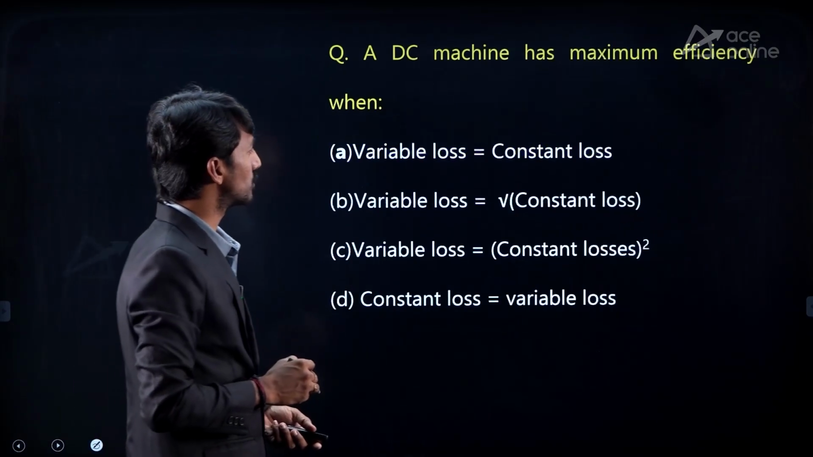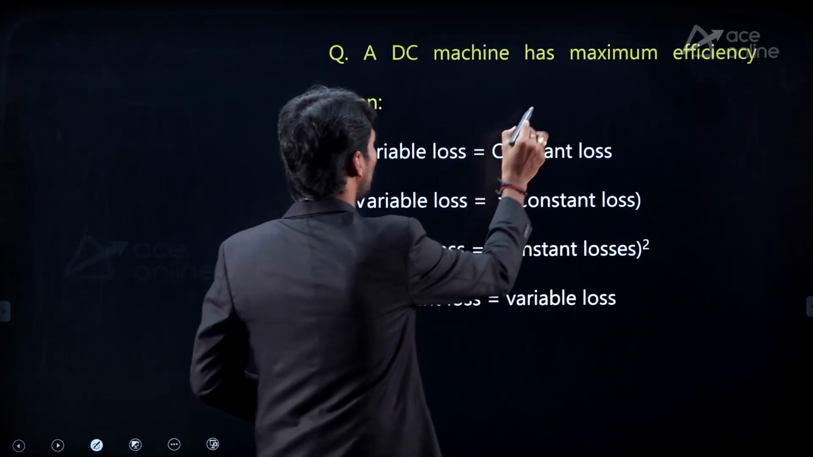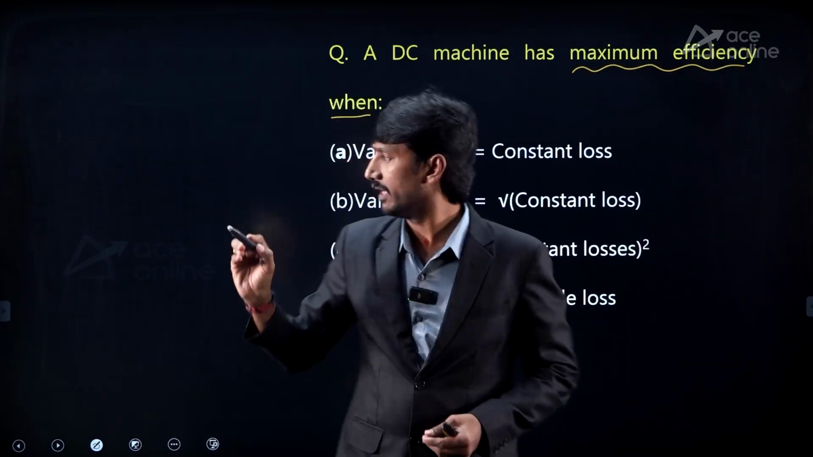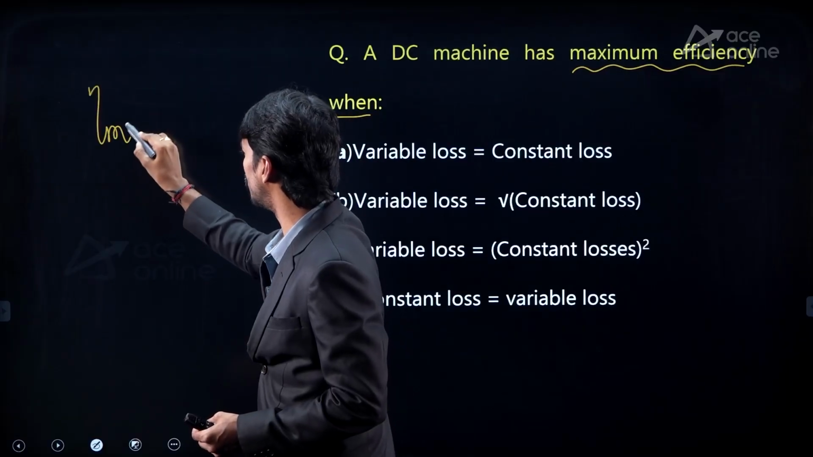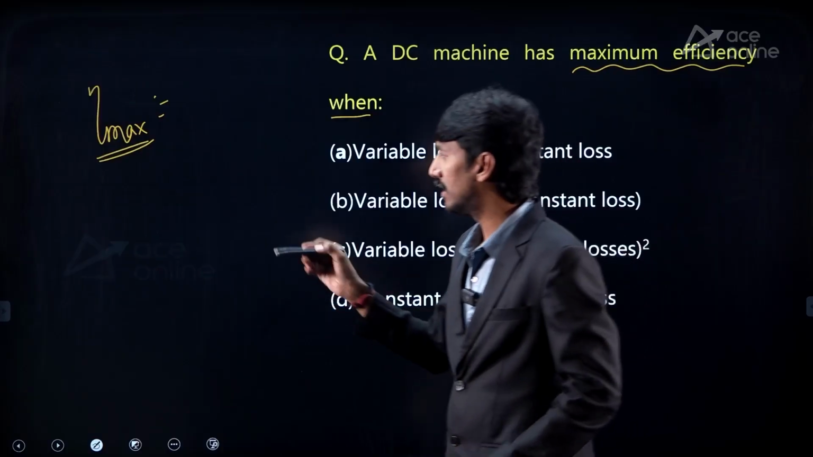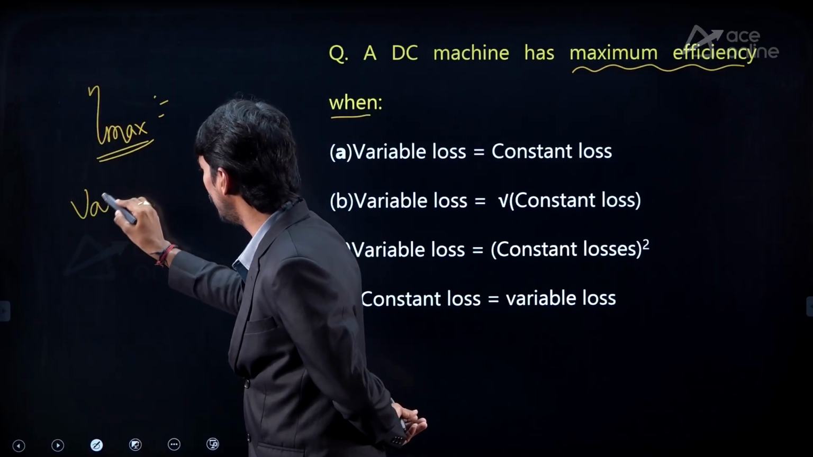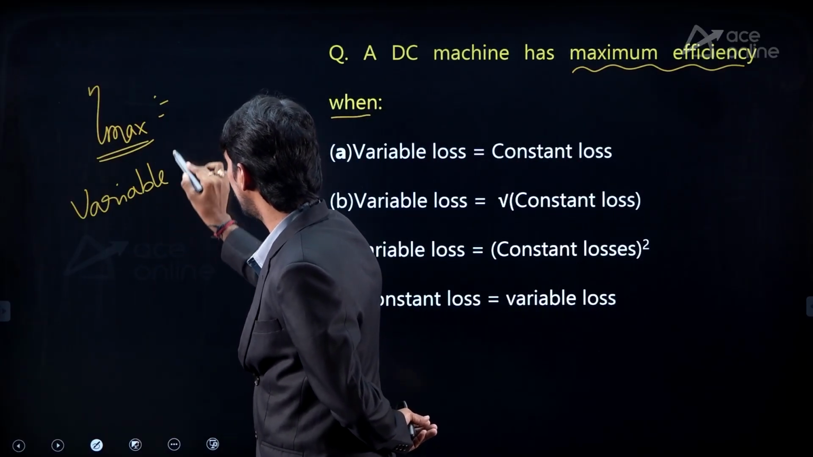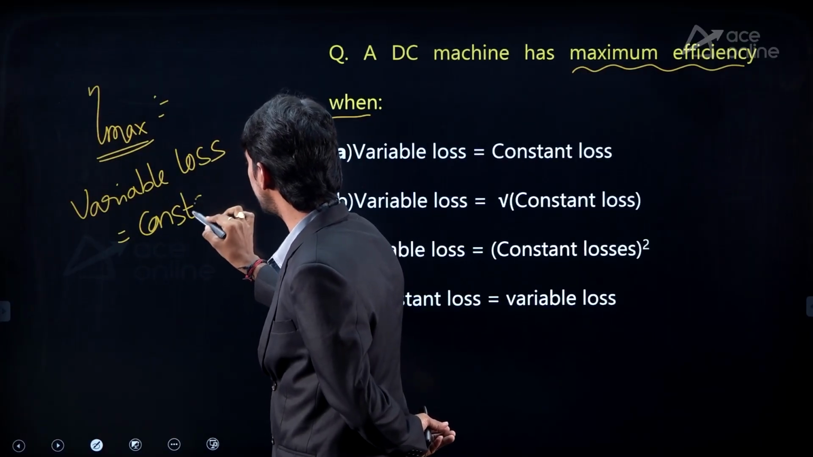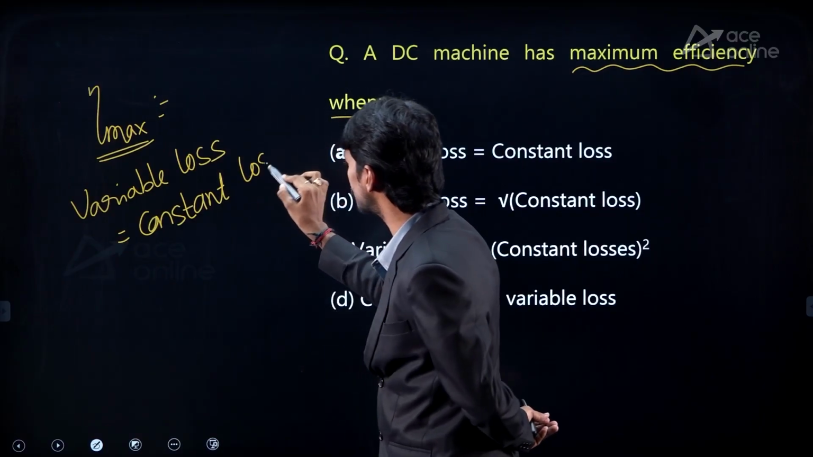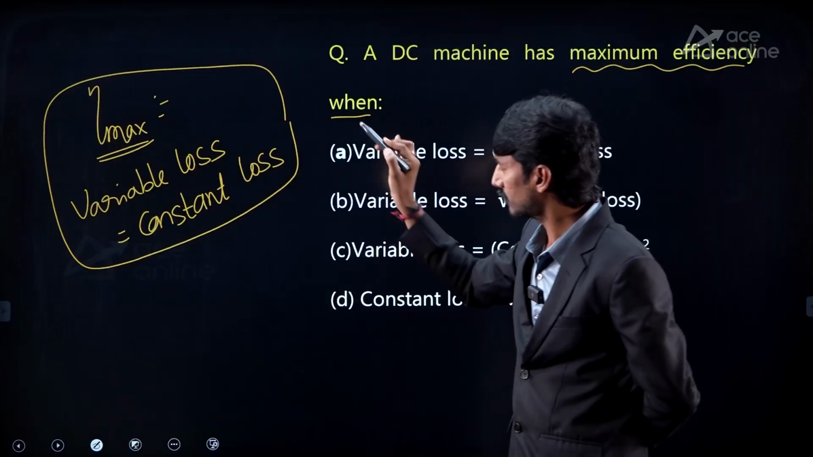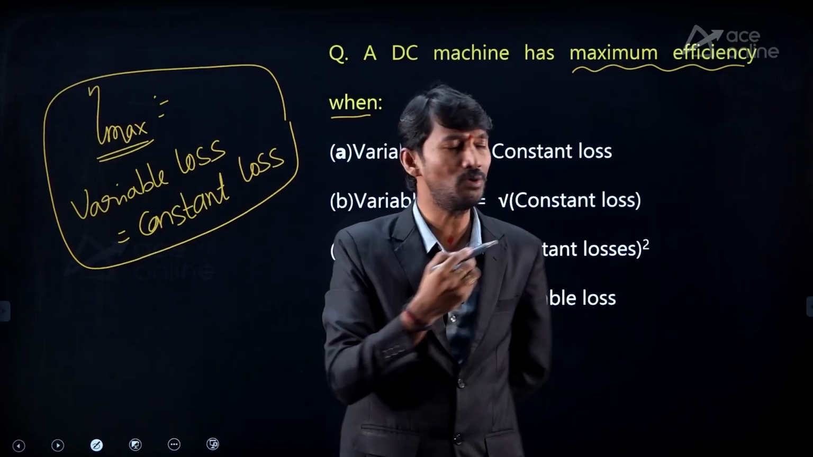Right? Next question. A machine has maximum efficiency when? Simple logic. Efficiency is maximum means what condition do we require? The condition will be variable loss equal to constant loss. If this condition is satisfied, the efficiency will be maximum. That only he is asking.